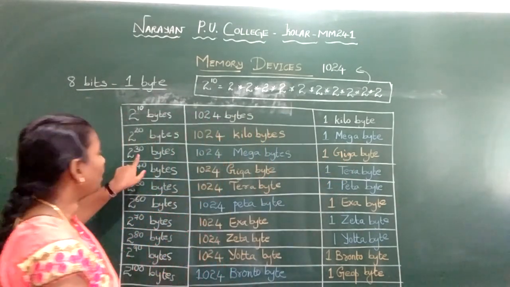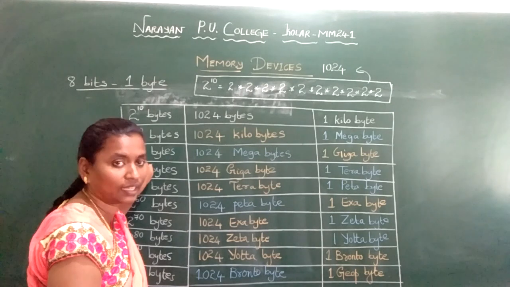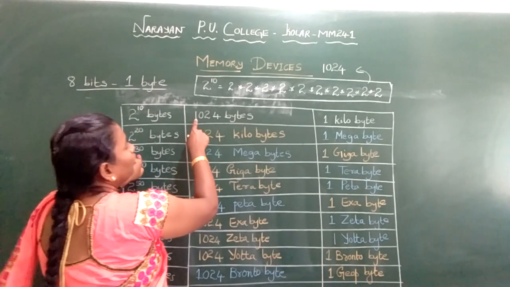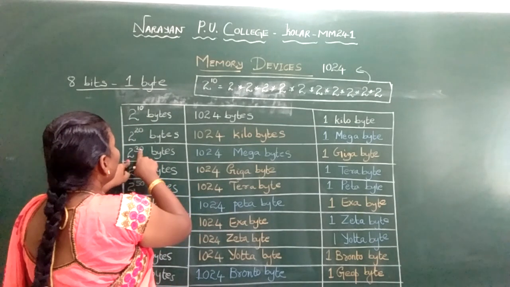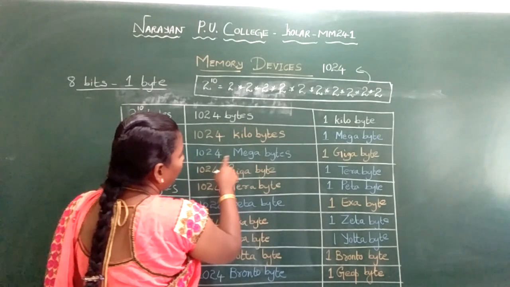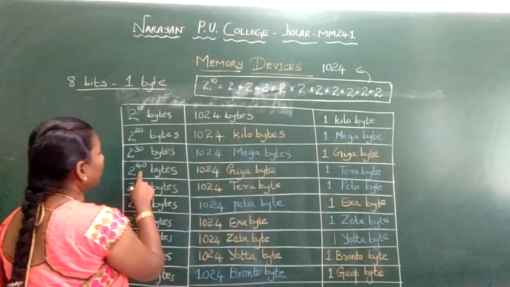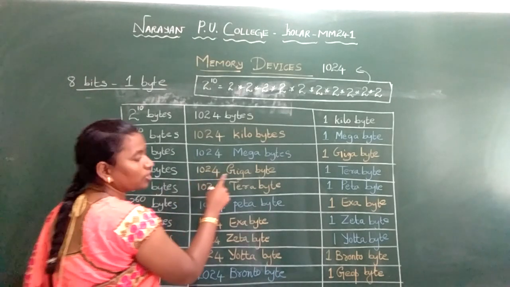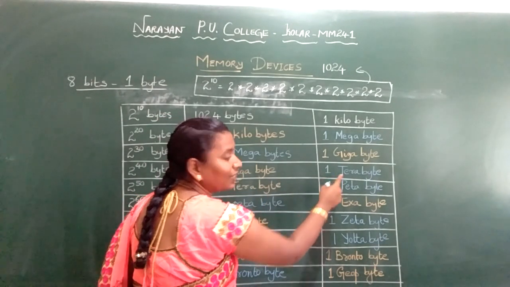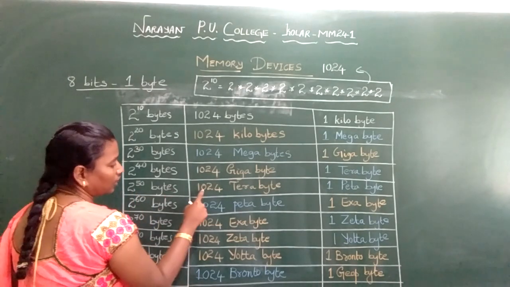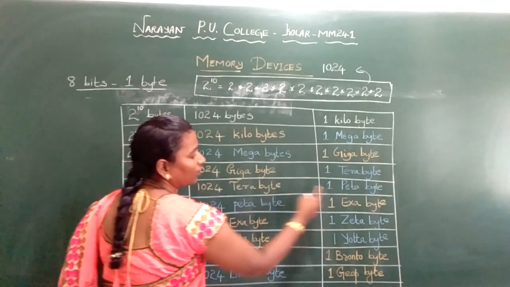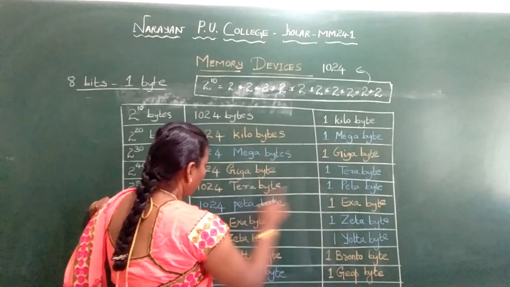In terms of bytes, 1 gigabyte is 2 power 30. That means 1024 into 1024 into 1024. Next, 2 raised to power 40 is nothing but 1024 gigabytes, equal to 1 terabyte. 2 raised to power 50 bytes is nothing but 1024 terabytes, equal to 1 petabyte.